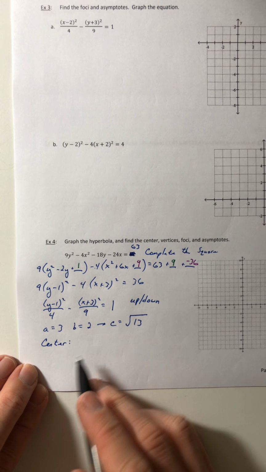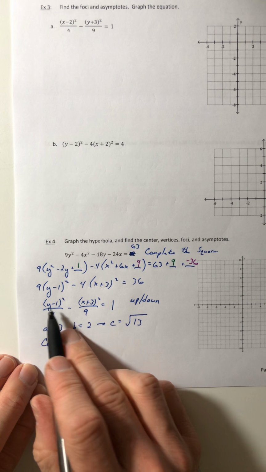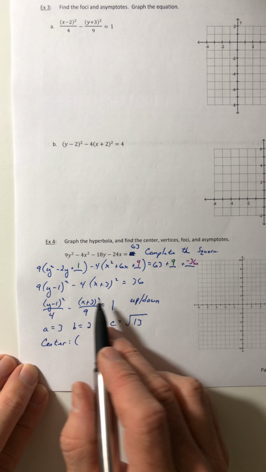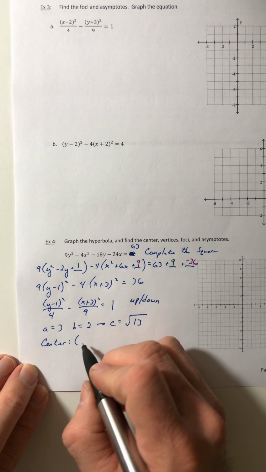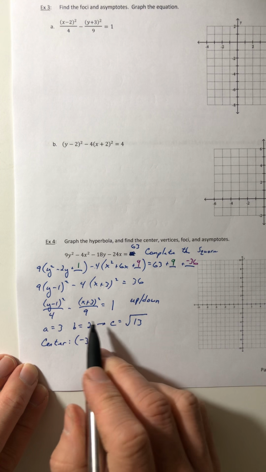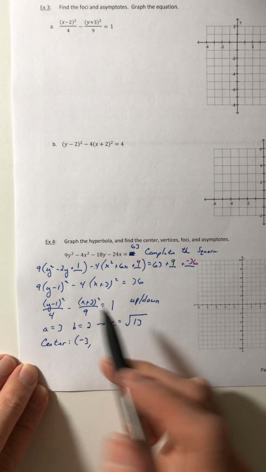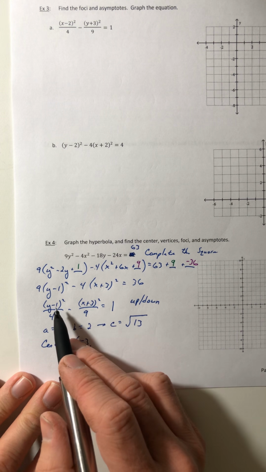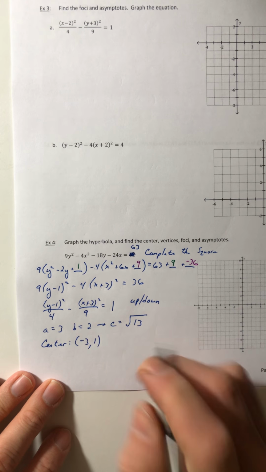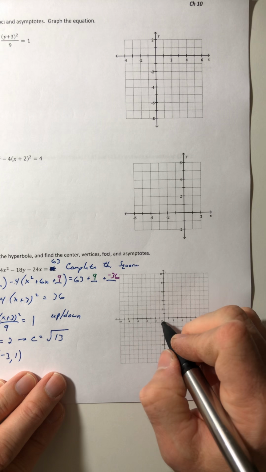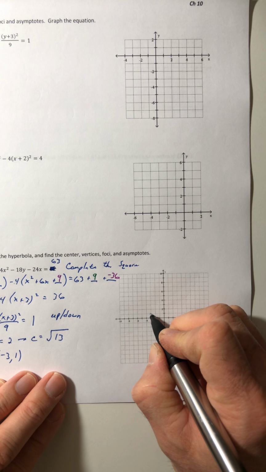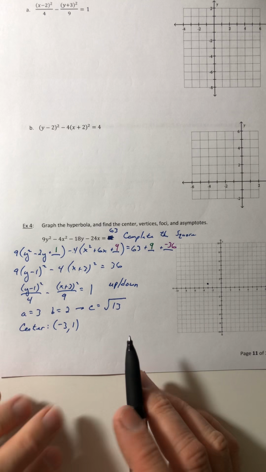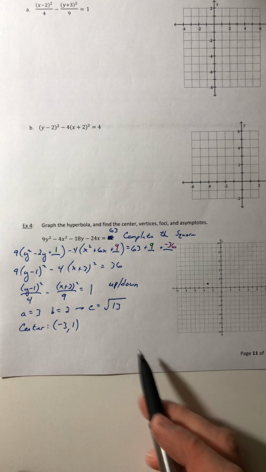All right, our center, make each set of parentheses equal to 0, and whatever makes the x part 0, the x set 0, that's the number that goes first. It's not the number from the first fraction, don't do that. Just look for where the x's are. So -3 and then 1. So our center is right there.